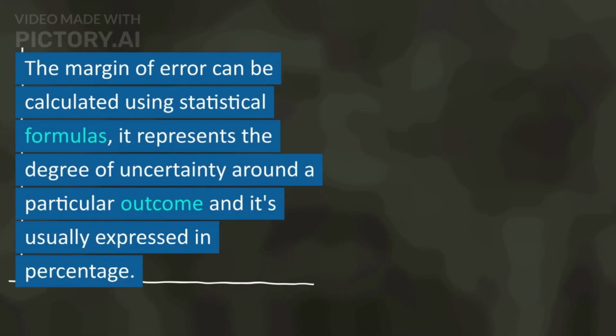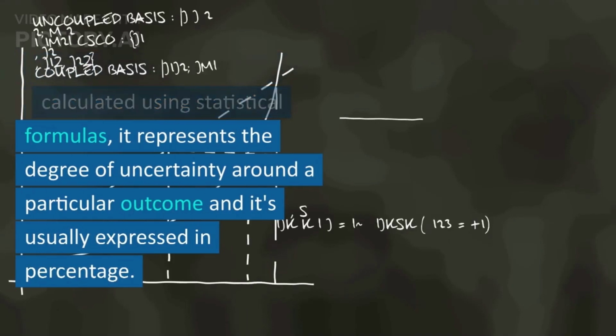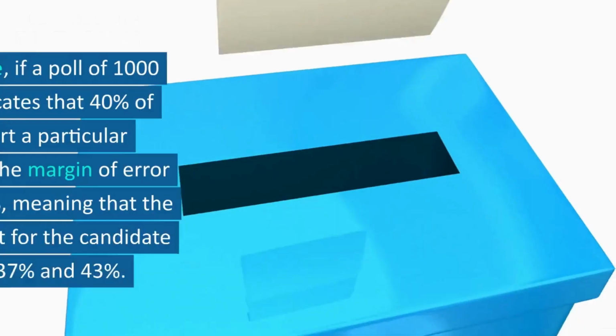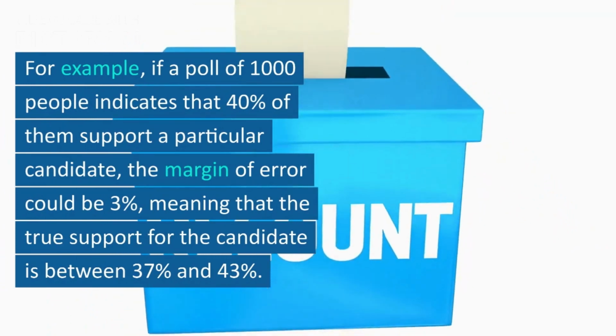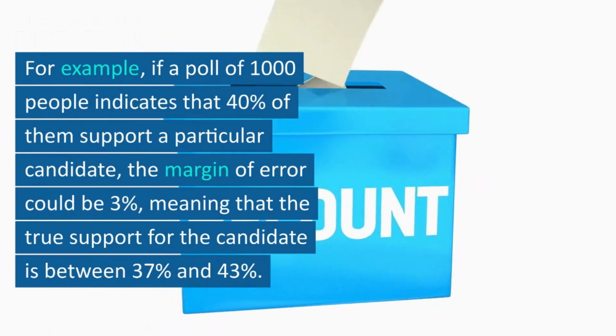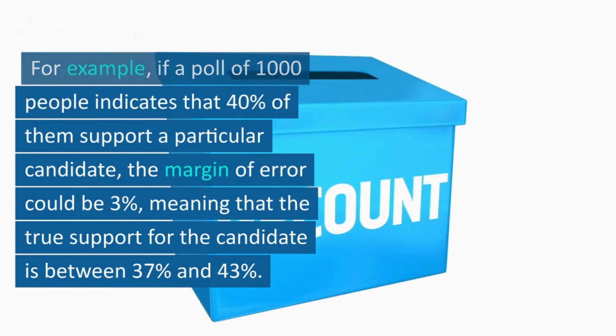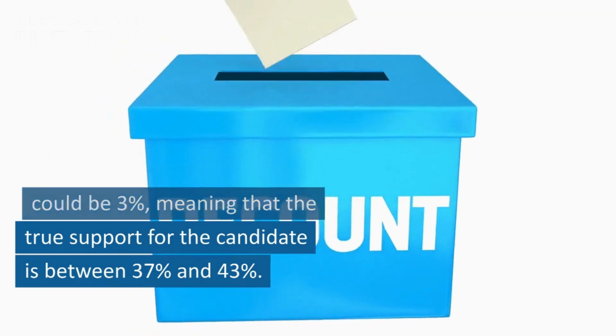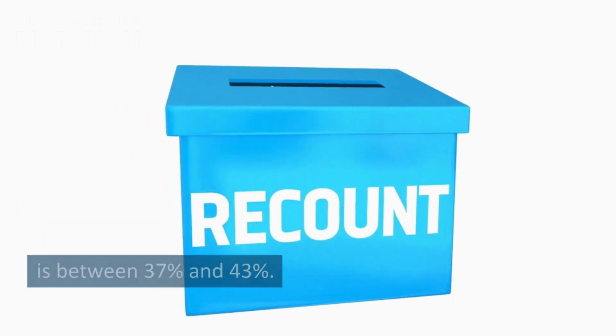The margin of error can be calculated using statistical formulas. It represents the degree of uncertainty around a particular outcome, and it's usually expressed in percentage. For example, if a poll of 1,000 people indicates that 40% of them support a particular candidate, the margin of error could be 3%, meaning that the true support for the candidate is between 37% and 43%.